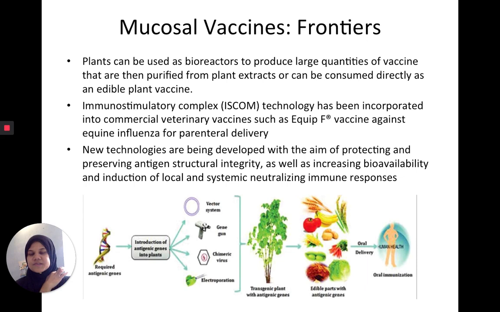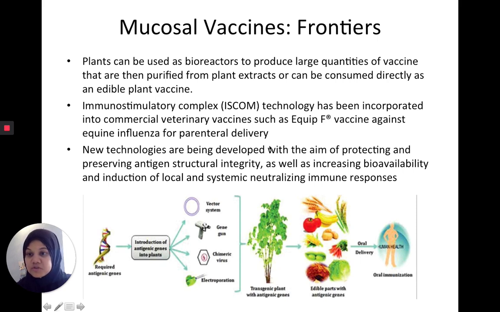So there's some developments on this front. So mucosal vaccines are very attractive, and there's a lot of work being done here. A very interesting idea is the idea of using plants as bioreactors to make vaccines. So obviously, if you make an edible plant and they have vaccines, you can just eat it, and then you would be vaccinated through the gut. But you could also take the plant extracts, turn it into drops, same idea. And then there's also some other ideas like the immunostimulatory complex technology that's been used already for veterinary vaccines.